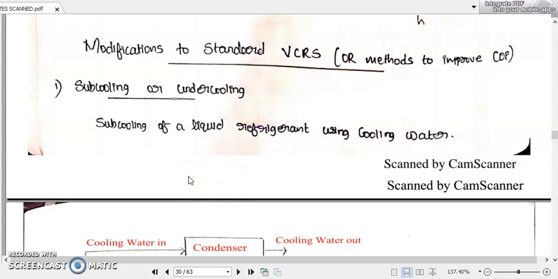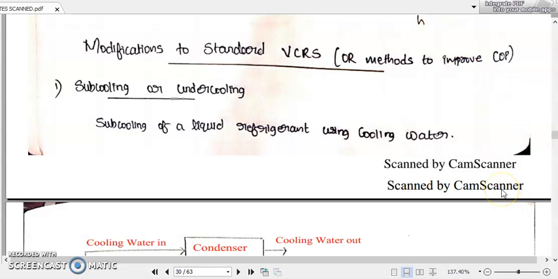Dear students, welcome back to our discussion. In the last class, we represented our VCRS, vapor compression refrigeration systems, in different conditions for the refrigerant in pH diagram and TS diagrams. Now let us move on to some other discussion where we will be modifying our standard VCRS, or why we are going to modify our standard VCRS in order to improve its COP.